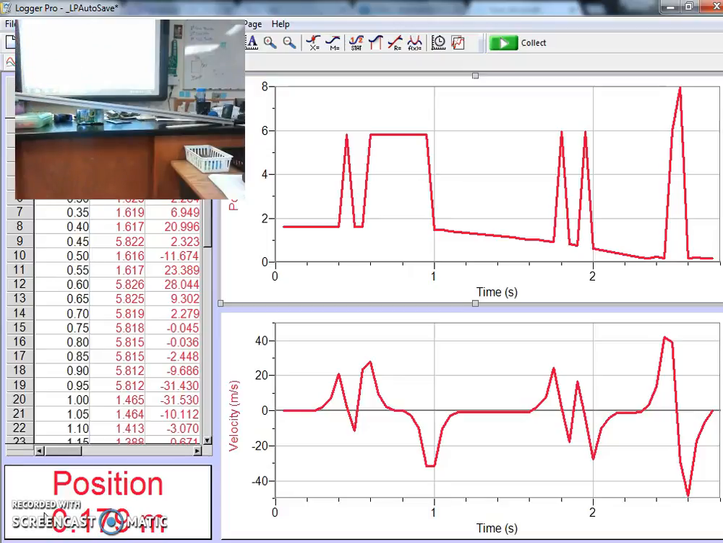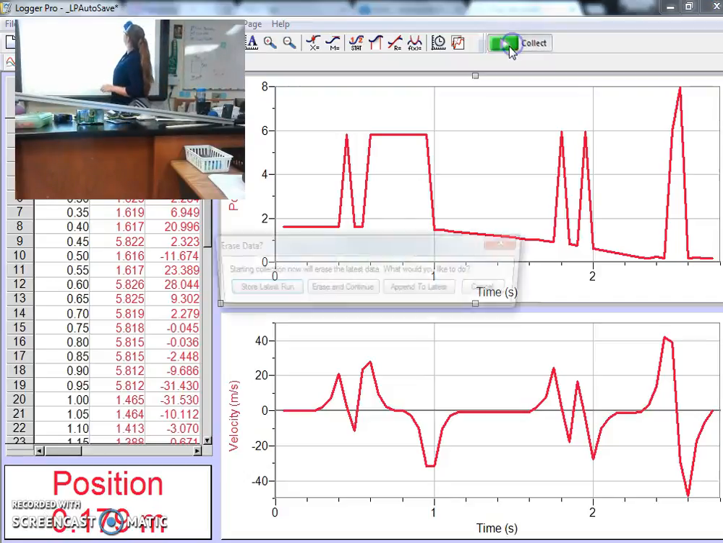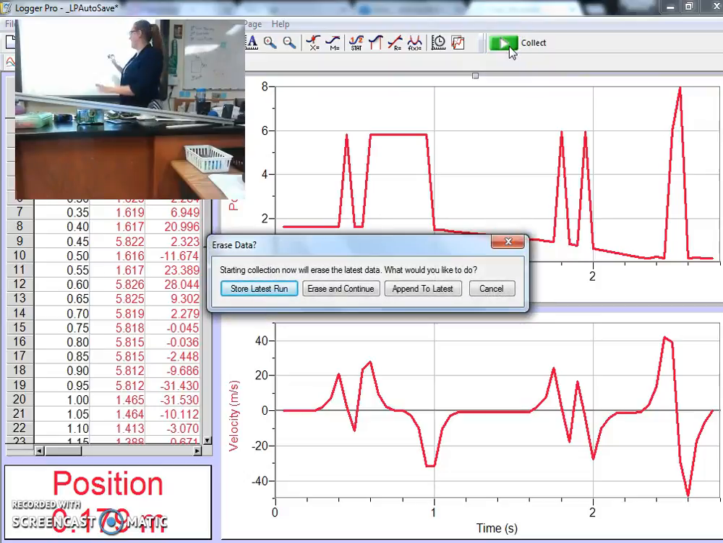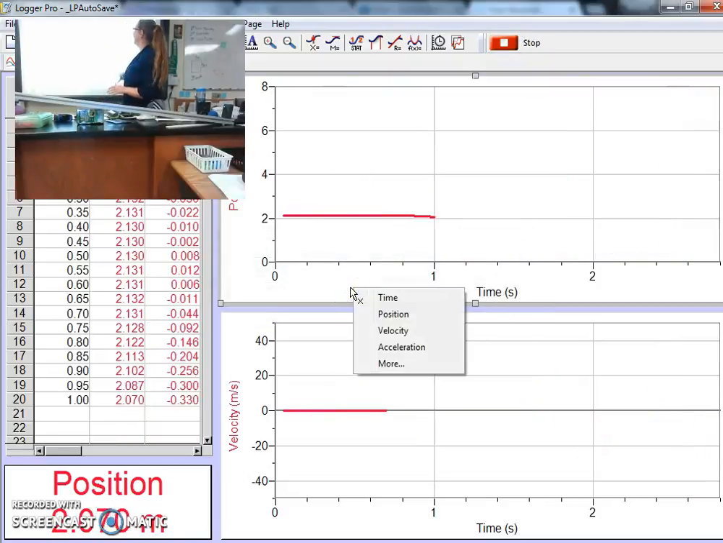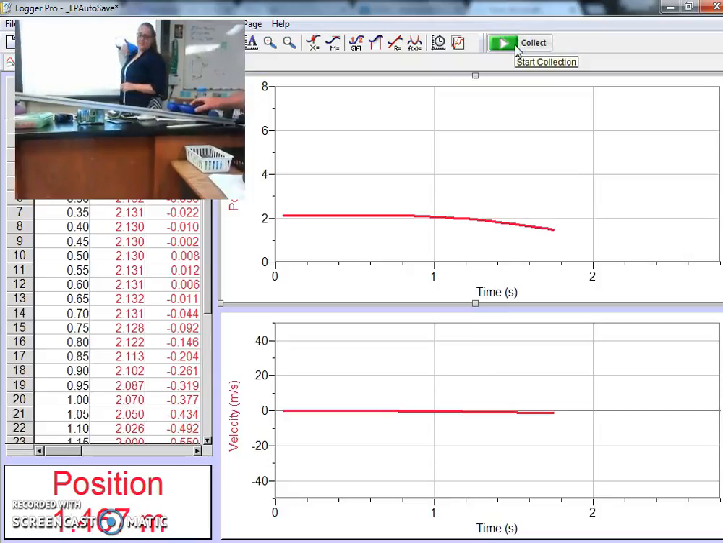Don't follow the camera. When I press collect, it's going to start ticking, and then let it go. And you don't let it hit the motion detector, okay? This is going to be considered the small incline. Here we go. So listen. That was not... Try again.